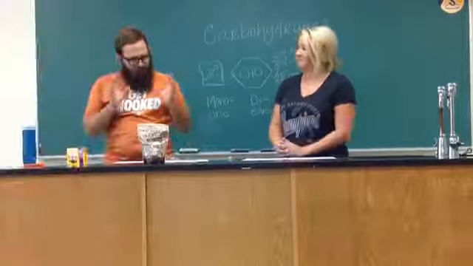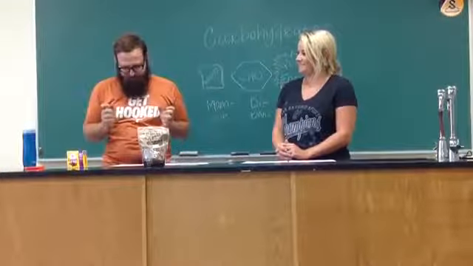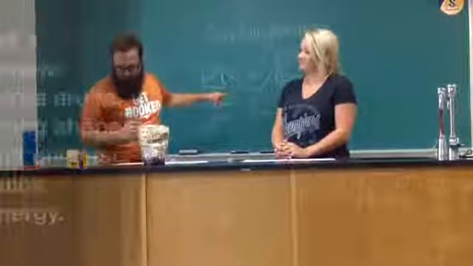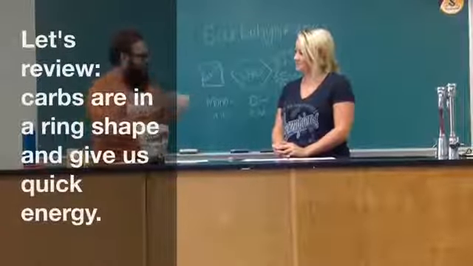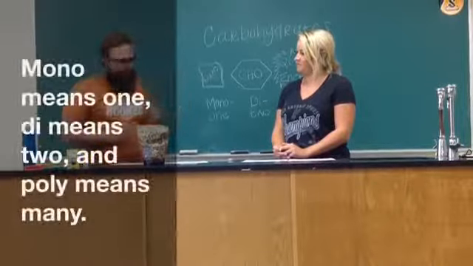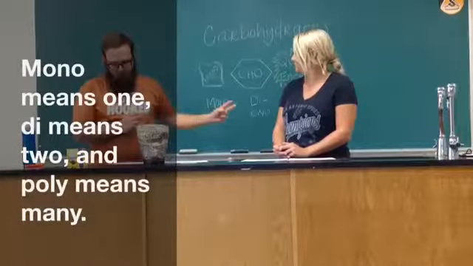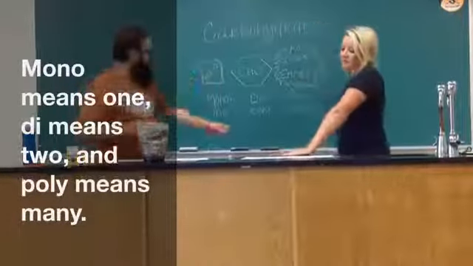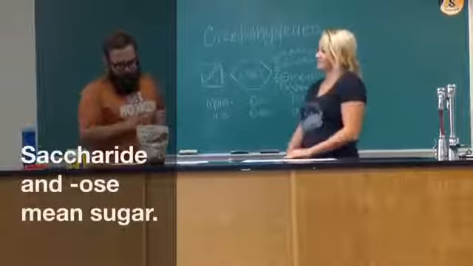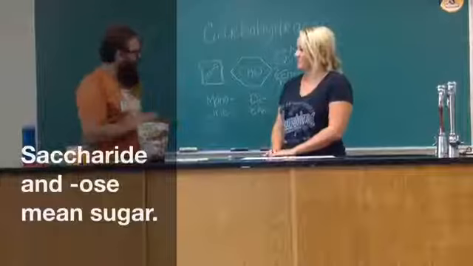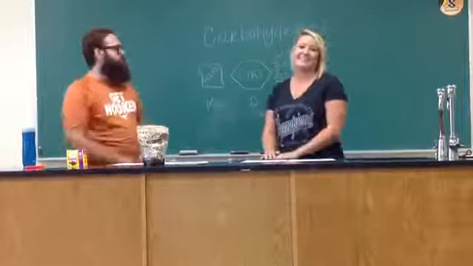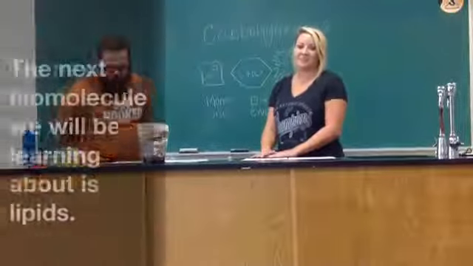Okay, let's go over everything I just learned. Carbs are in a ring shape and give us quick energy. Okay? Mono means 1, di means 2, poly means many, and lastly, saccharide and OSE means sugar. Perfect, that was great. Now the next biomolecule we'll learn about is lipids.